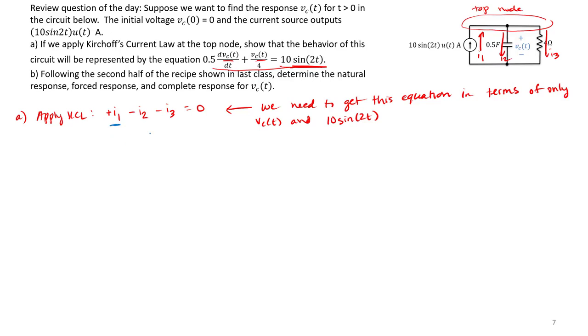Well, we know that I1 is just going to be equal to 10 sine 2t because that is our current source. But notice I2 is going to be the current entering my capacitor. Let's call that IC of t. And then finally I3, that's the current flowing through my 4 ohm resistor. That's just going to be equal to Vc of t divided by 4, because notice my top node, if I put ground down here, is sitting at a voltage of Vc of t.